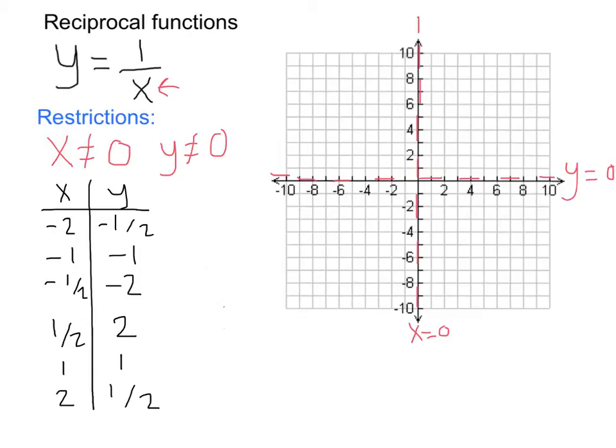And then I'm going to go ahead and plug in all my points. -2, -1/2; -1, -1; -1/2.